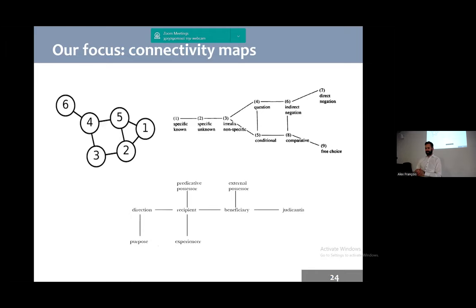Let's start first by saying that we focus on connectivity maps, not proximity maps. So we focus on maps that have edges. And remember that in proximity maps, the proximity of meanings was the important notion, and proximity reflects semantic association, but also the fact that two meanings co-appear very frequently in the languages of the world. So if, for example, we have specific known and specific unknown very close in our map, now I'm talking about the proximity map, this will be indicative of the fact that there are a lot of markers in the languages of the world co-expressing these two functions. But now here we focus on connectivity maps.